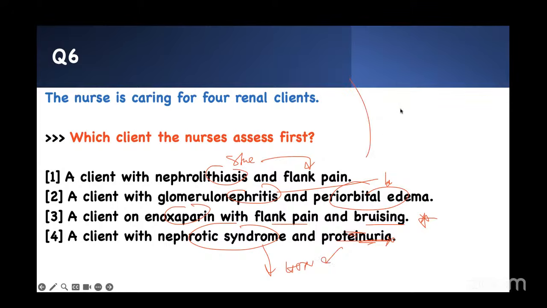But if I give you enoxaparin, think about it. You can get bruises around your umbilicus. You can get bruises along the flank area. These are major signs of retroperitoneal hemorrhage. You have Grey Turner's sign and Cullen's sign. This is a major problem. This patient is bleeding. Number 3 is the patient you're supposed to see.